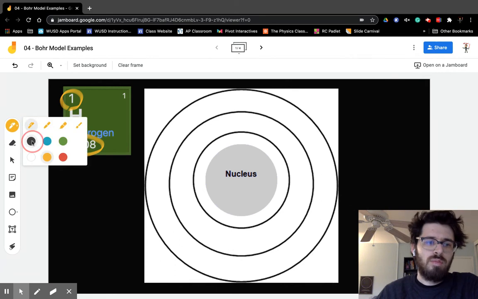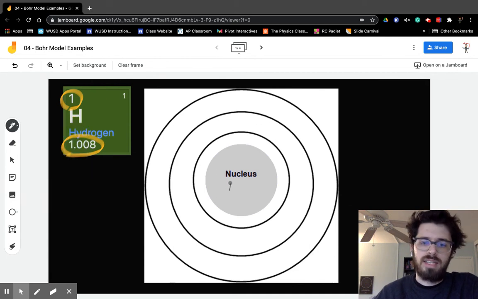So the first step with a Bohr model is that you want to write in the nucleus how many protons and how many neutrons you have. So let's take that first step. Protons have a positive charge. There's 1 proton in our hydrogen atom. Neutrons, there are 0 neutrons in our hydrogen atom.